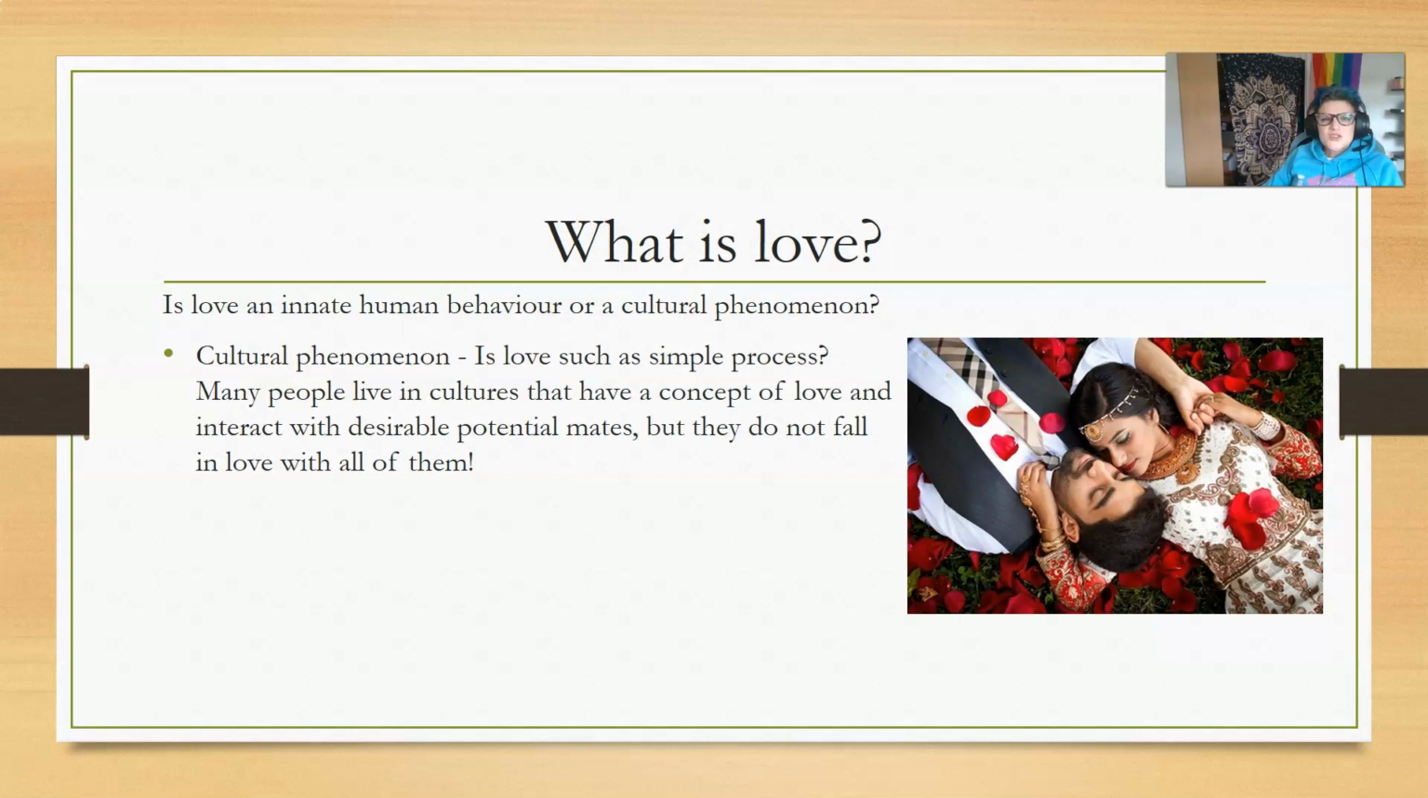But is love such a simple process? Many people live in cultures and have the concept of love and interact with desirable potential mates, but they don't fall in love with all of them. Now, our culture has this concept of love, and we all know multiple people that would be an appropriate love object for us. However, you don't fall in love with every single person who's simply available, and you don't fall in love with every single person who you feel an emotional arousal around.